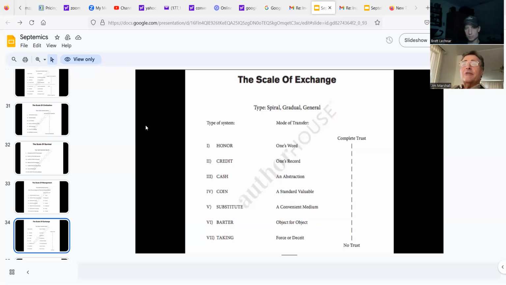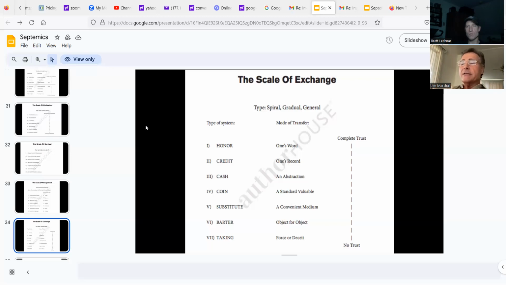Then above that, you get credit. Credit is one's record. That's the medium of exchange. So, you know, when you use your debit card or your credit card in a store, there's a record that goes with that. And we've got it down now into computers where the computer checks your record in a millisecond, says, yes, this guy has plenty of money, and they subtract that from your account. It affects your record, and so you buy on credit.